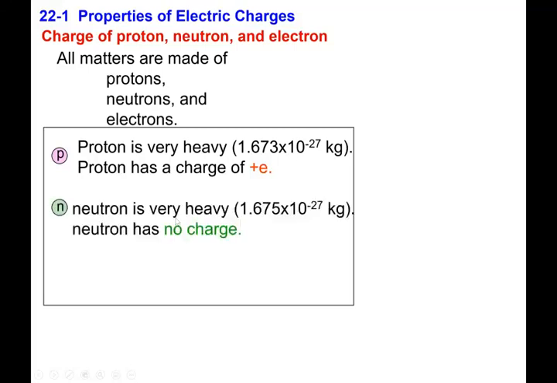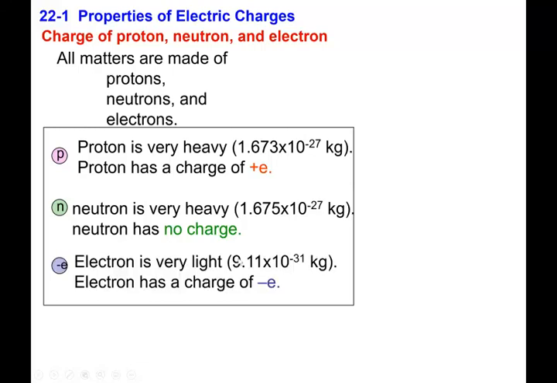Now, the neutron is not charged, does not have a positive or negative charge, and it's about the same mass as the proton. It has a mass of 1.675 × 10^-27 kilograms. However, the electron has a negative charge. It's minus e, minus 1.6 × 10^-19, and notice the mass is 9.11 × 10^-31 kilograms. So it's more than 1,000 times less massive than the proton.